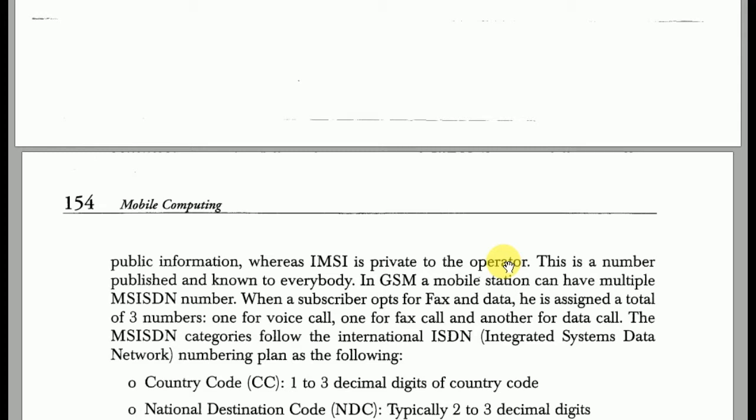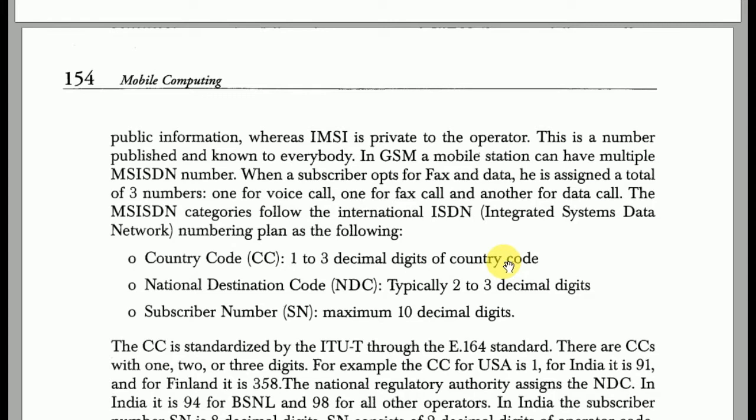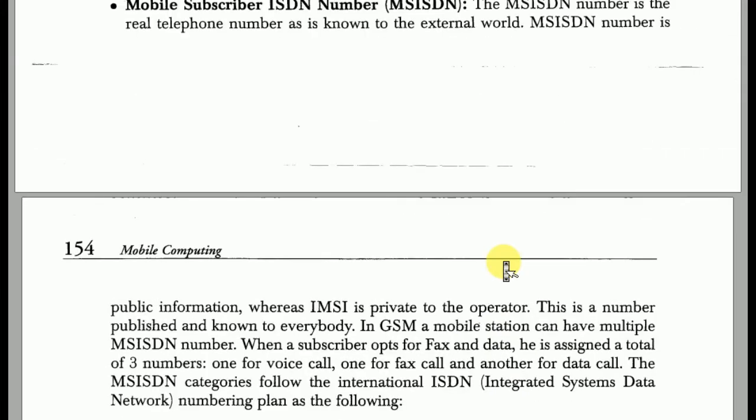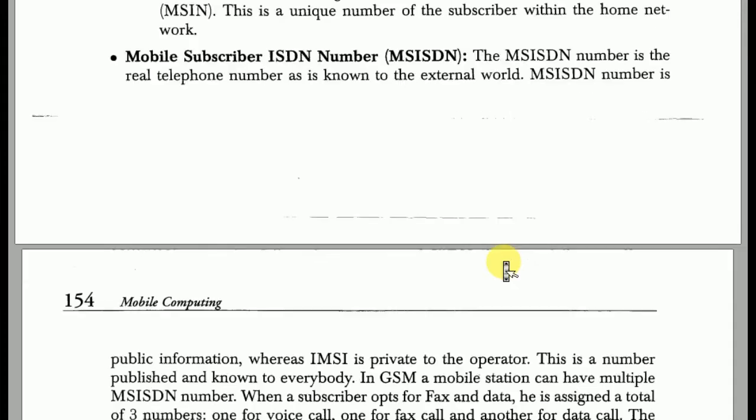The MSISDN categories follow the International ISDN numbering plan as the following: country code, national destination code, and subscriber number. So the MSISDN number is the common mobile number that we know.